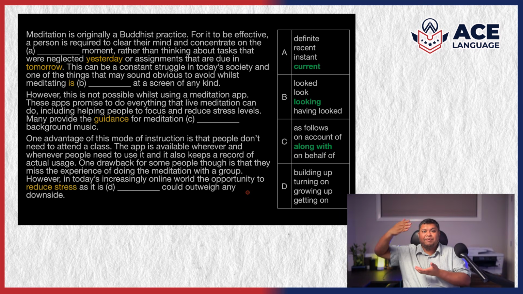It's going up, but it is an opportunity to reduce it and it's good. So if it is going up, if I look at the options, turning on doesn't make sense here at all. Growing up means to grow something, not going up, right? Growing is mostly associated with going from childhood to adulthood, or passing each stage of age. Getting on doesn't make sense. Obviously here the option is building up, because building up means increasing over time.